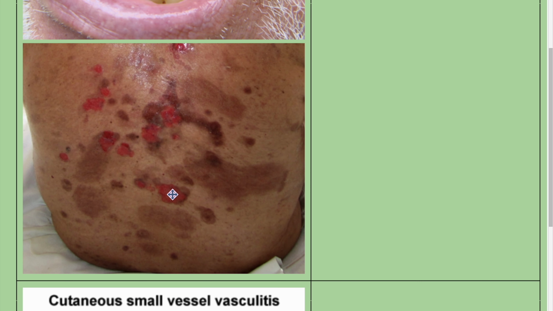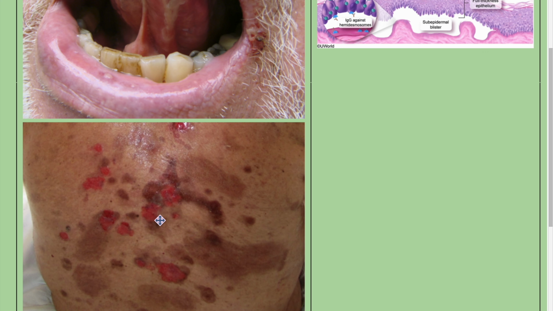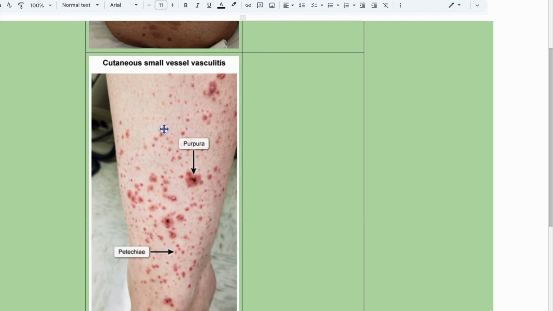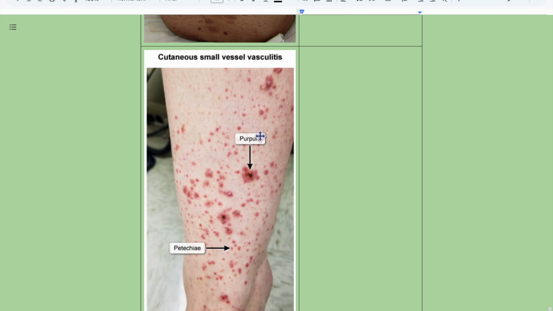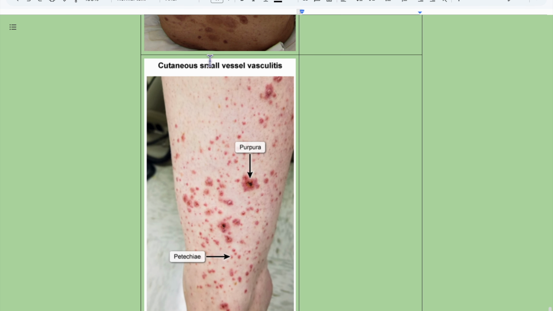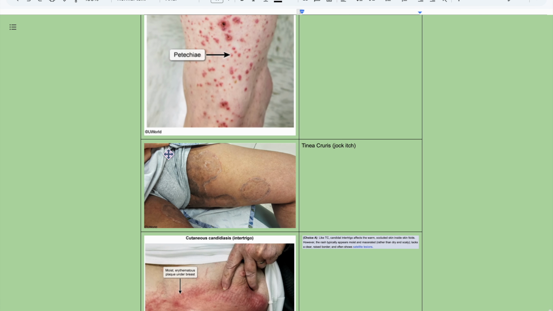And that's also vulgaris. There's no bullous, right? And this, you would have seen bullous if it was bullous. Cutaneous small vessel vasculitis, purpura and petechiae. Okay, so that's a vasculitis condition.